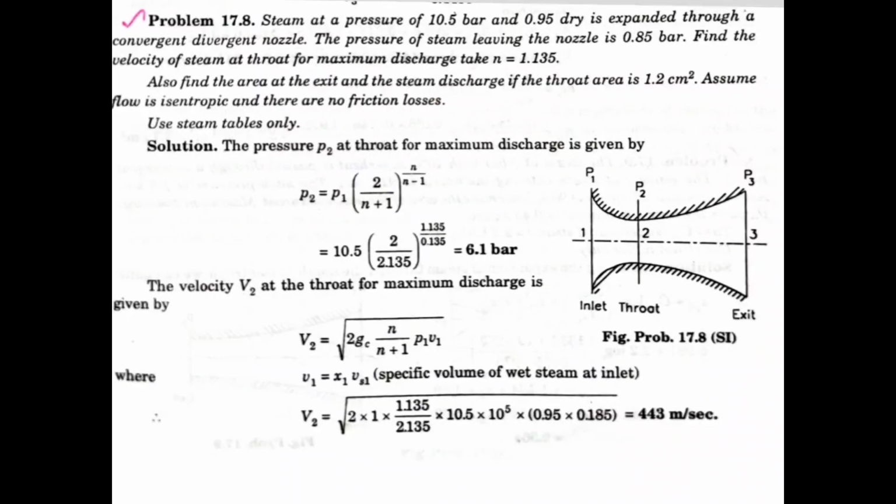Then the velocity V2 at the throat for the maximum discharge is given by V2 equal to square root of 2 gc into n divided by n plus 1 into P1 V1. Then V1 equal to x1 Vg1, that is the specific volume of wet steam at inlet, since wet steam is given at inlet. From this formula we get V2 equal to 443 meter per second.